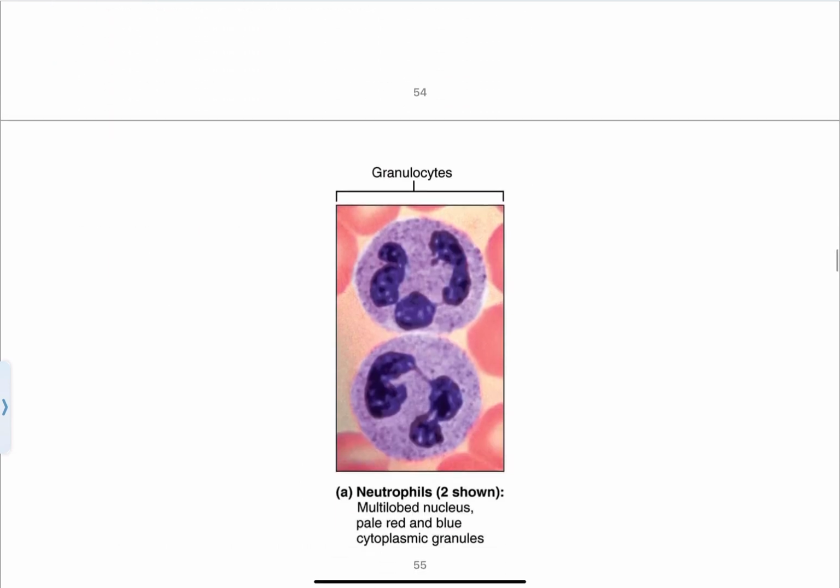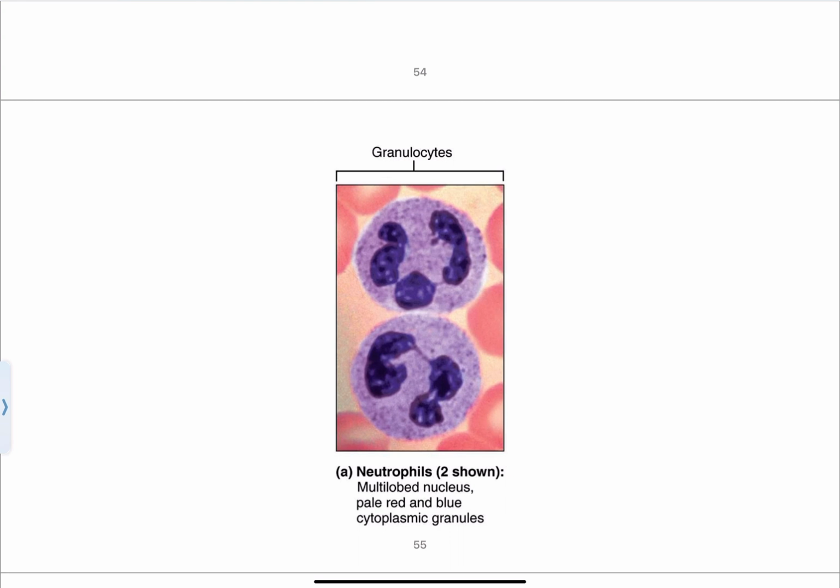So here's a picture of a neutrophil. And again, the dark purple staining is the nucleus. When we're talking about lobes, it's multi-lobe. So on this one I can see a lobe here, and a lobe here. But they can have anywhere from 3 to 6 lobes.